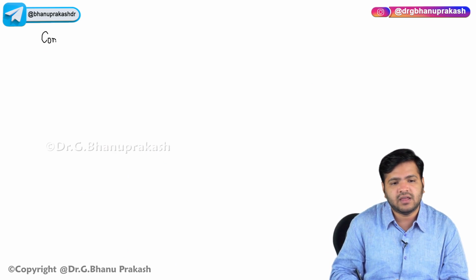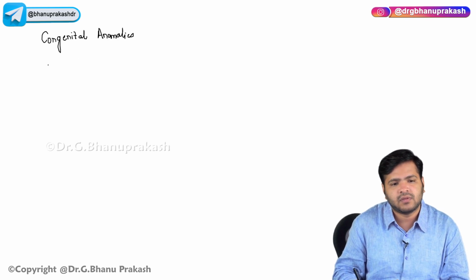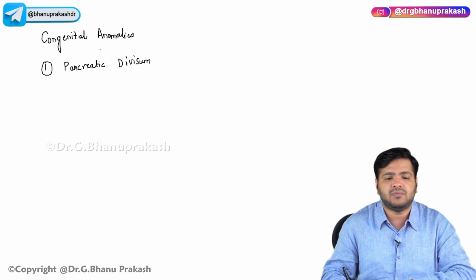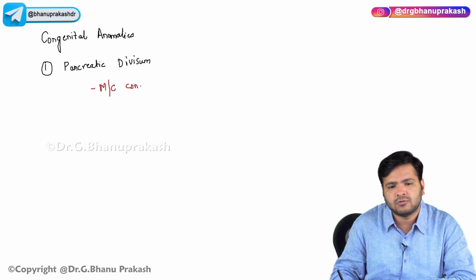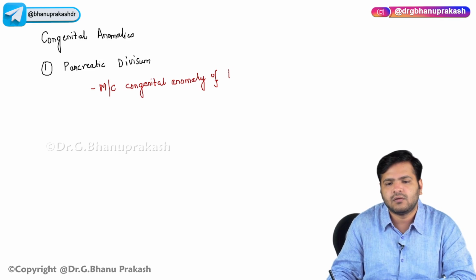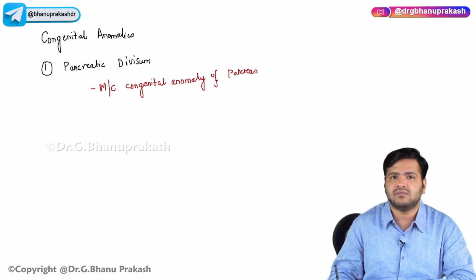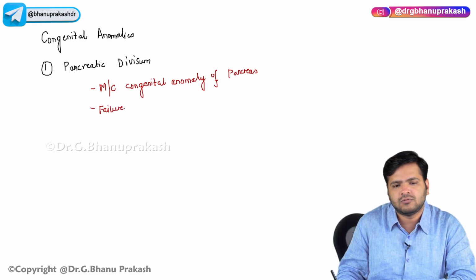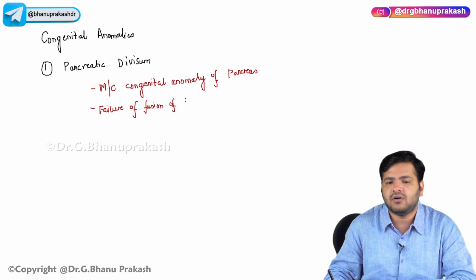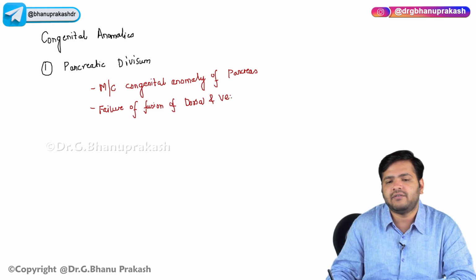Now coming to the two congenital anomalies associated with pancreatic development. The first one is pancreatic divisum. Remember, it is the most common congenital anomaly of the pancreas. It is the failure of fusion of the dorsal and ventral pancreatic buds.